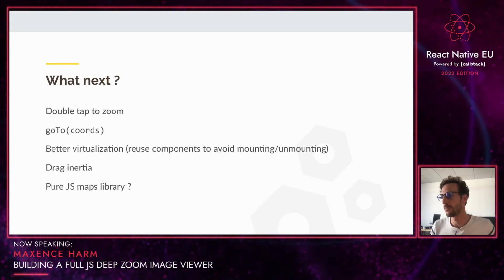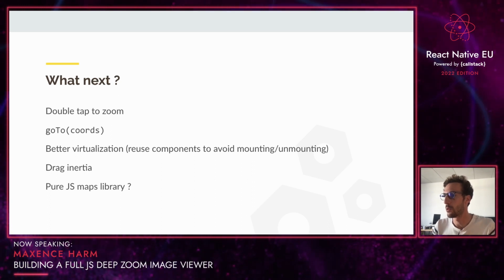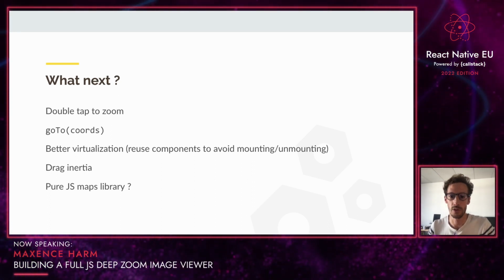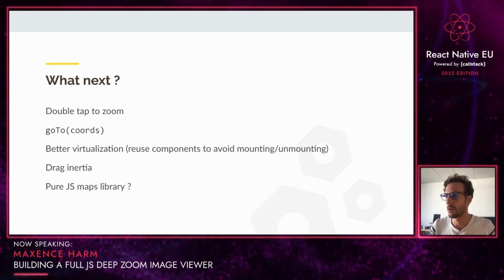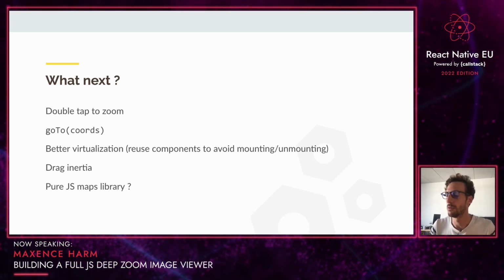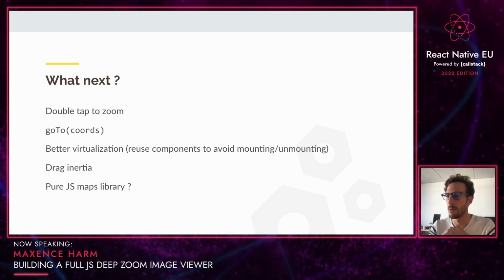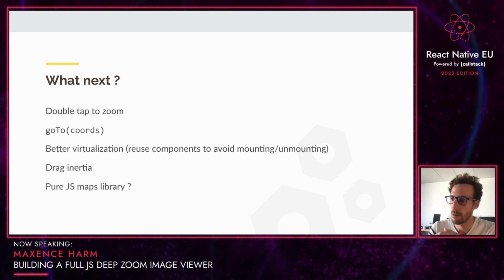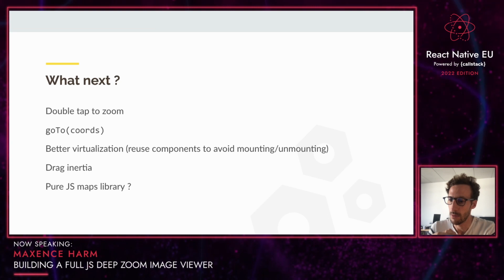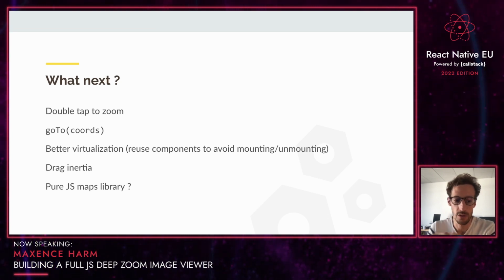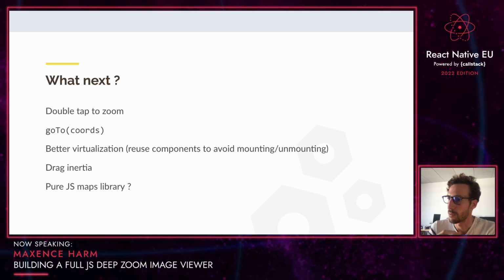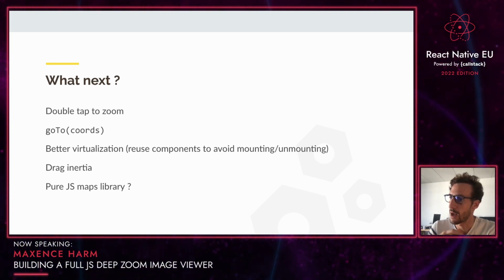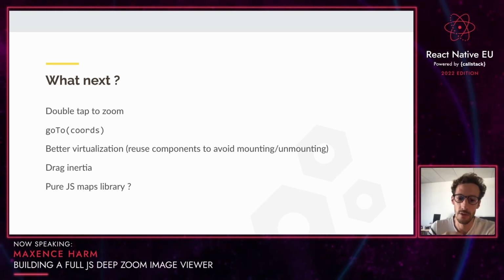So what next? The main part of the component is really functional. It operates well with our users. There are still some missing parts, like double tap to zoom or go to coordinates in order to animate it dynamically. The bouncy pinch and pan, we did not have the time to transcribe from the V1, so that would be good things to add. We could also add a better virtualization for the mounting and unmounting of images.